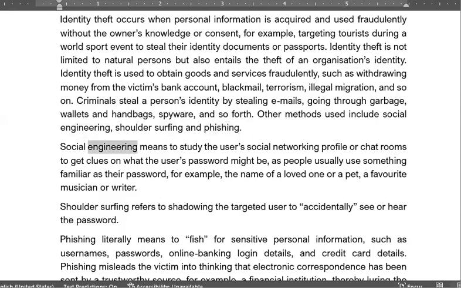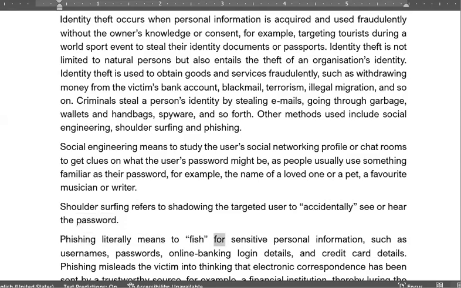Social engineering means to study the user's social networking profile or chat rooms to get clues on what the user's password might be, as people usually use something familiar as their password, for example, the name of a loved one or a pet, a favorite musician or writer. Shoulder surfing refers to shadowing the targeted user to accidentally see or hear the password.